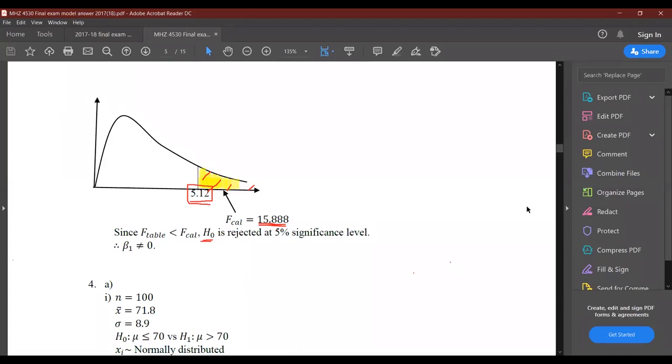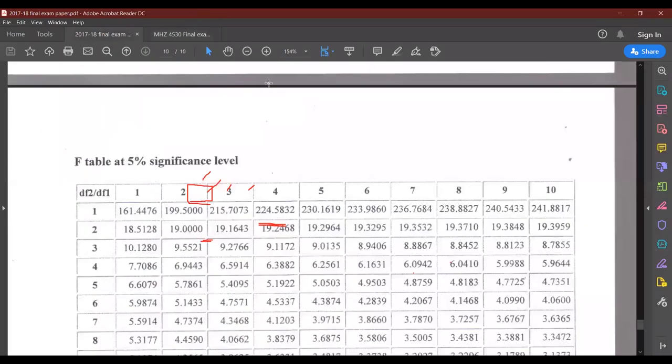So there is a question: where do you get 1, 9? If you go to the ANOVA table, in the ANOVA table, give me a minute.